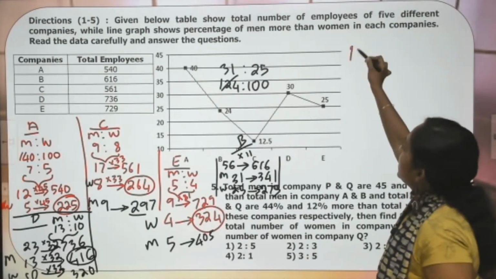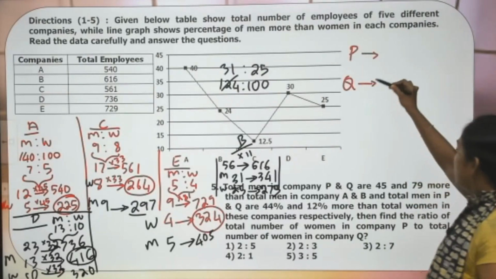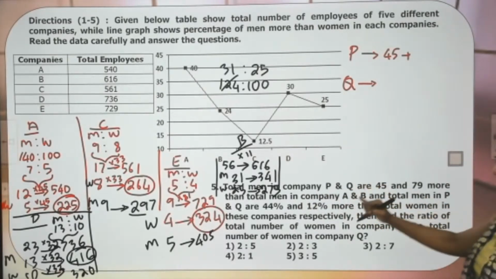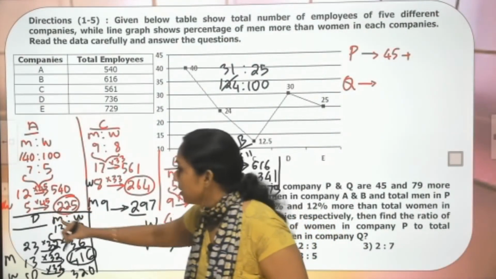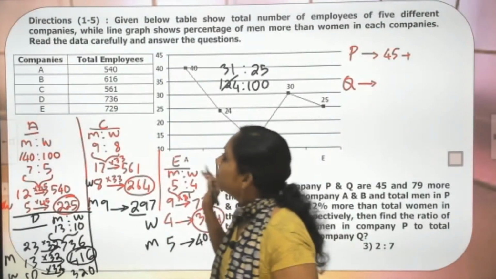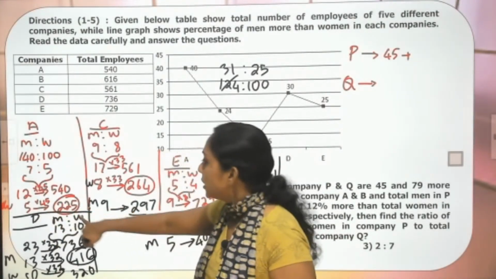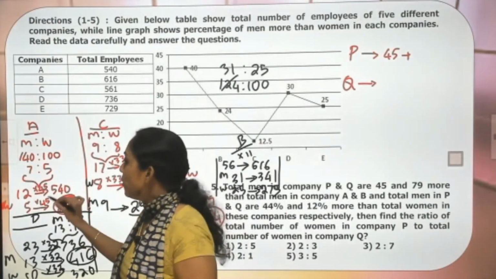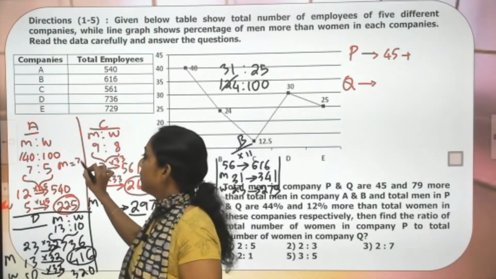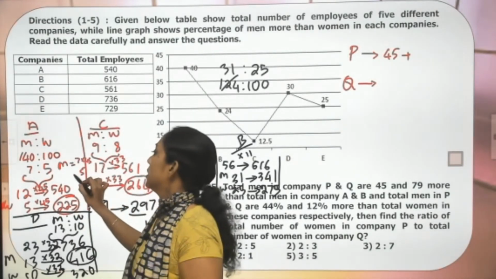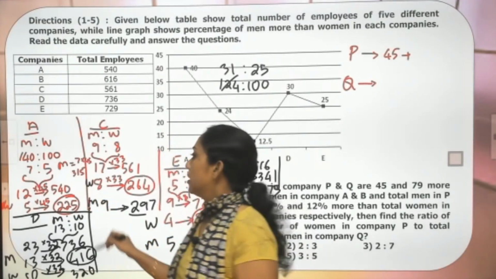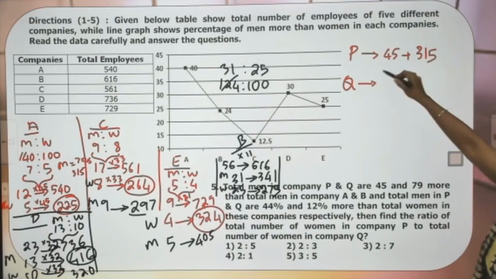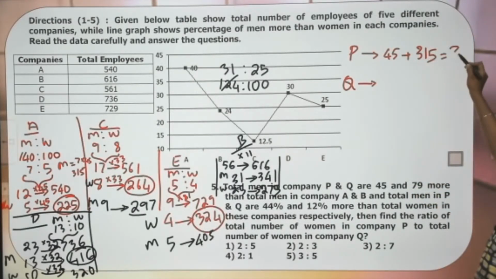Okay, so men in P and Q. So P is actually 45 more than the total number of men in company A. In company A, the number of men we haven't found out. We know only the value for women. So the relation is into 45. So the value of men will be 7 into 45. That is 315. So 45 more than 315, that means that is 360.